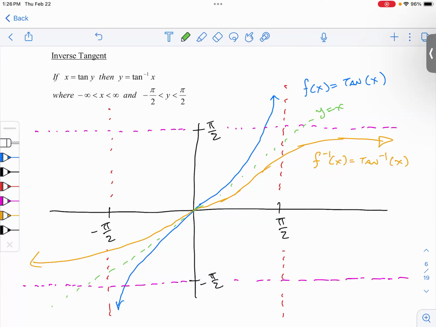And basically, the tangent graph looks like what polynomial? Cube. What does this one look like? It's one of the other 6 basic functions. Cube root. So basically we have the cube and cube root. And that looks exactly how it's supposed to look.